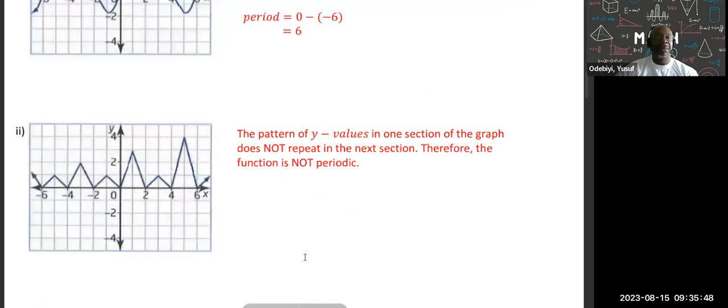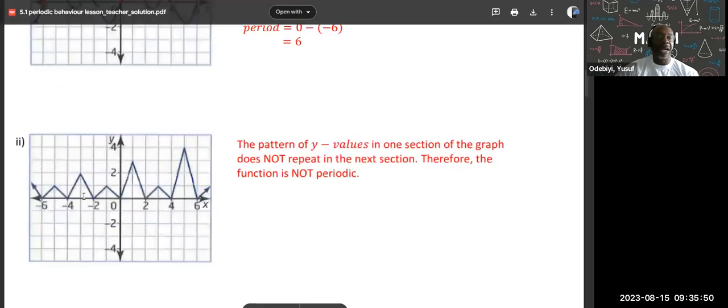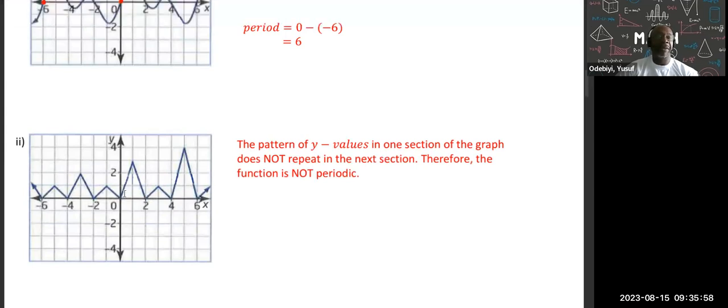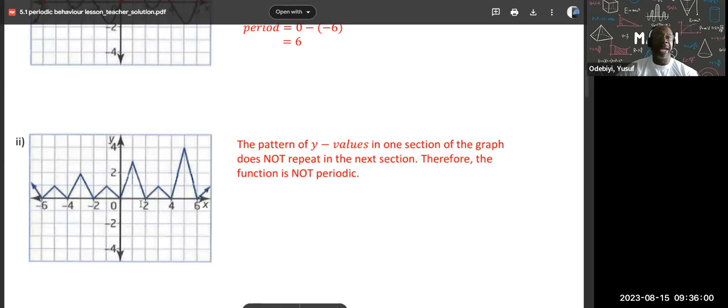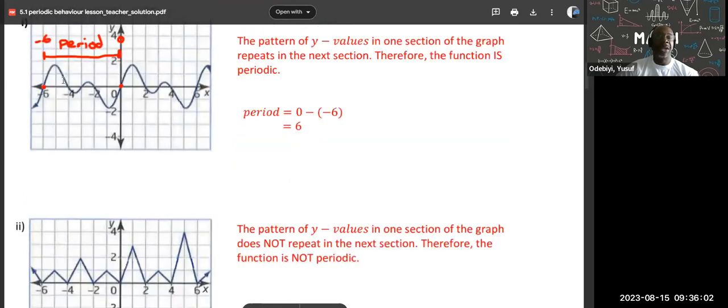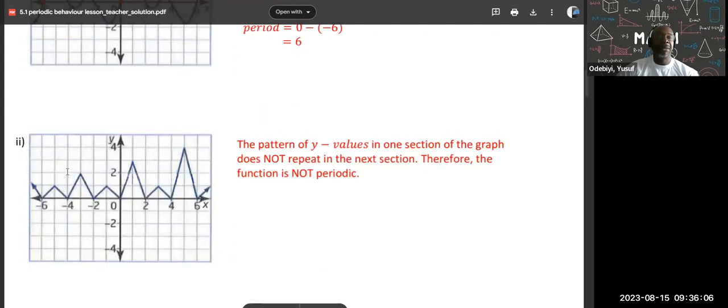Okay. Now you look at this question here. It doesn't look like there's anything repeating, so there's no pattern here. This is not a periodic function because there's no pattern. It's just random. Here it's a periodic function because the cycle repeats. Here it's not. Yes, it's going up and down, but there's no repeating.